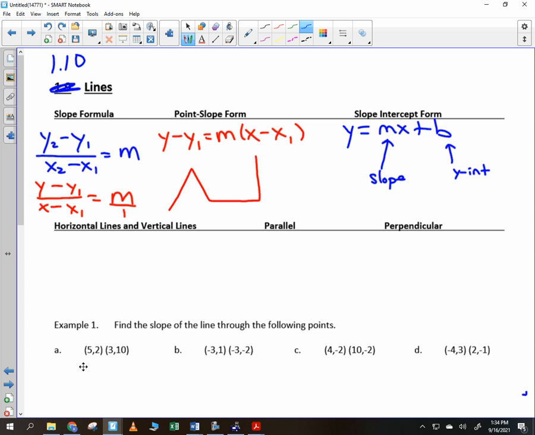We would say that this slope is positive. We would say that this slope is negative. This slope is 0. And this slope is undefined.